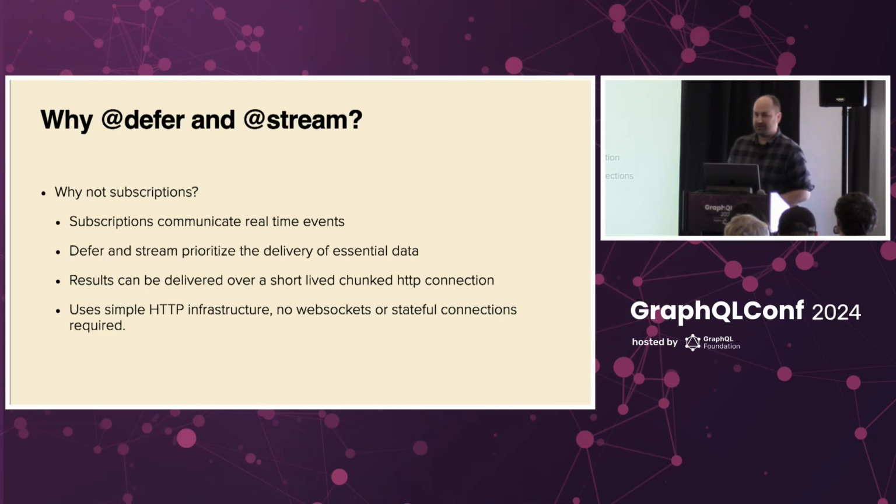Also, how does defer and stream compare to subscriptions? Subscriptions are another way of delivering multiple results from GraphQL servers. But with subscriptions, the intention is to allow servers to deliver real-time events to clients, while with defer and stream, we're focusing on lowering latency of essential data. The idea isn't to make your query take longer, but it lets you get the most important results sooner. And with defer and stream, we can use a short-lived HTTP connection. We don't need to use WebSockets or any other stateful connection that you need for subscriptions.